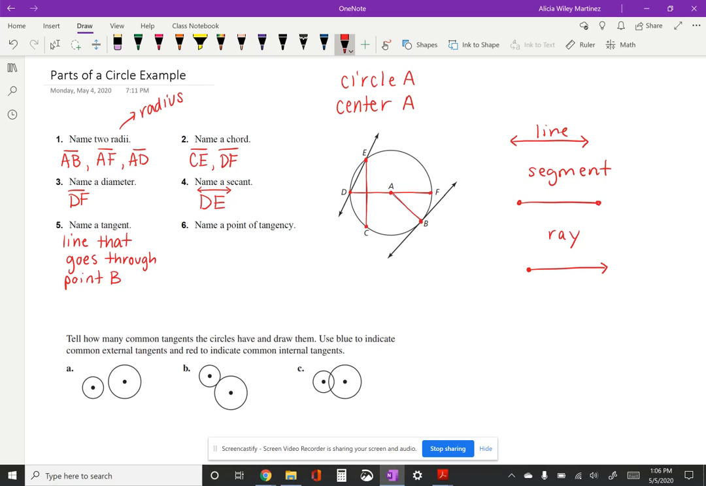Okay, all right. So the next one is to name a point of tangency. A point of tangency is the point that the tangent line goes through. So this tangent line goes through point B.